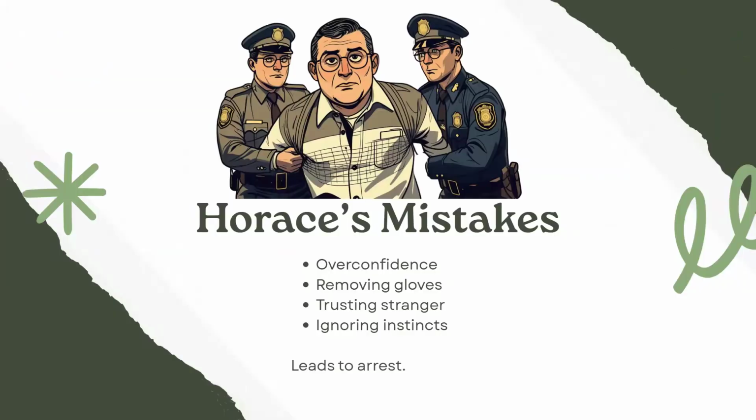So, what are the mistakes made by Horace? First, he was overconfident and removed his gloves without knowing what was going to happen next. And he trusted a stranger without knowing the reality, and he ignored all his instincts, which led to his arrest.